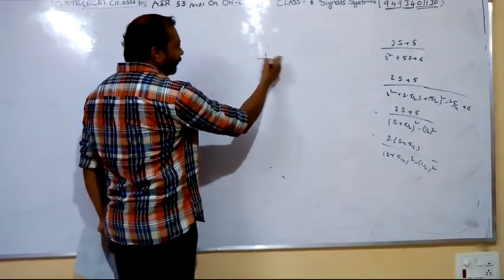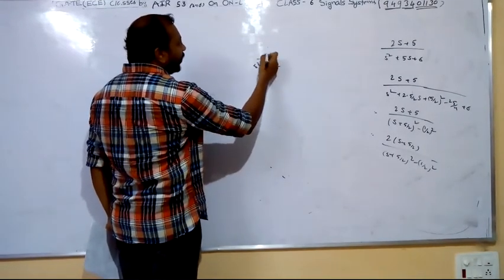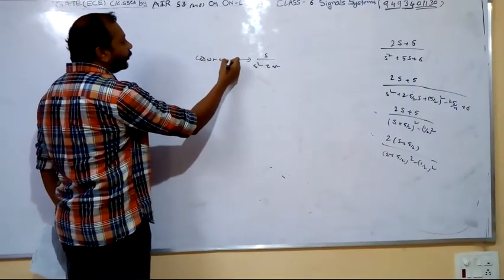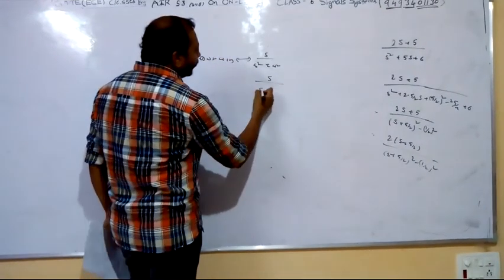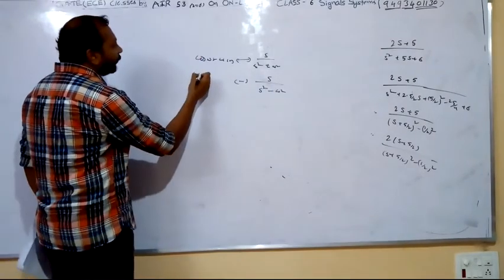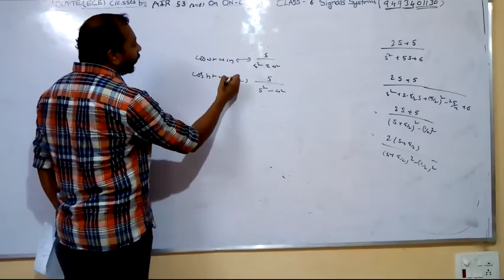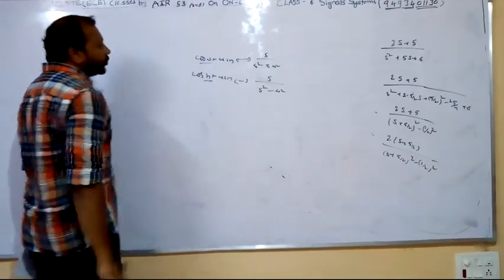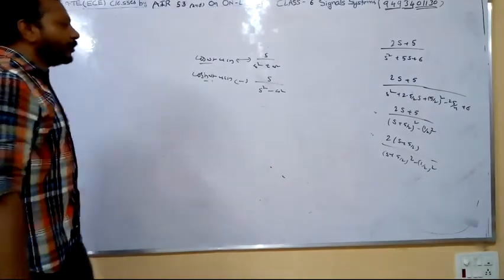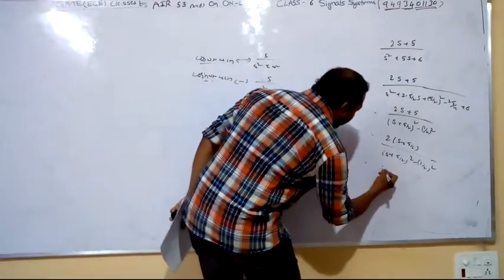What is the corresponding expression? You have 1 by s square plus omega square; s divided by s square plus omega square corresponds to cos omega t into u of t. But here you have s divided by s square minus omega square. What is the corresponding inverse Laplace transform? Already we have seen it is cosh t into u of t. In place of cos omega t, you have cosh omega t into u of t.